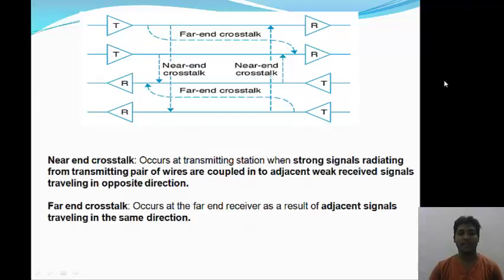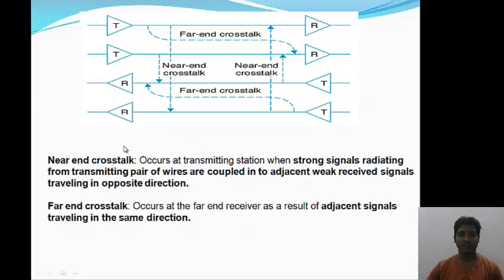What is near end crosstalk? It occurs at the transmitting station mainly when the strong signal radiating from the transmitting pair of wires is coupled into adjacent weak received signals traveling in the opposite direction, as shown in this portion, where the direction of the transmission is different. It is near end crosstalk.